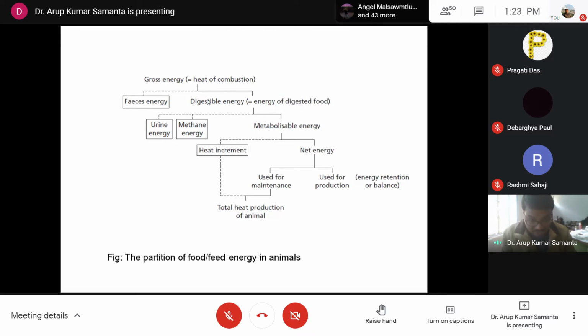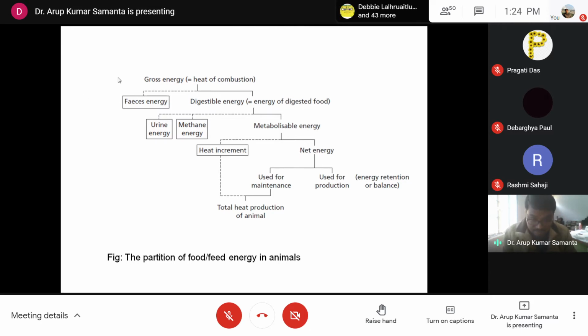So first is digestible energy, which is digested. If you deduct the urinary energy loss and the methane energy loss from the digestible energy, you will get the metabolizable energy. Then the third important aspect is the net energy. So how to get the net energy value? The net energy value is calculated if you deduct the heat increment from the metabolizable energy.